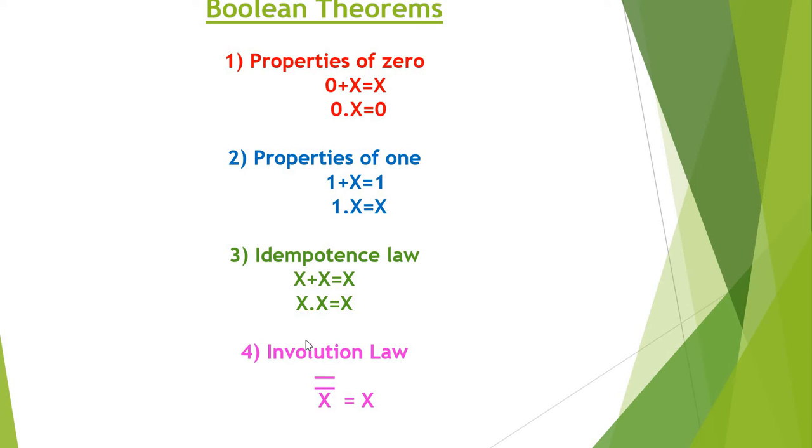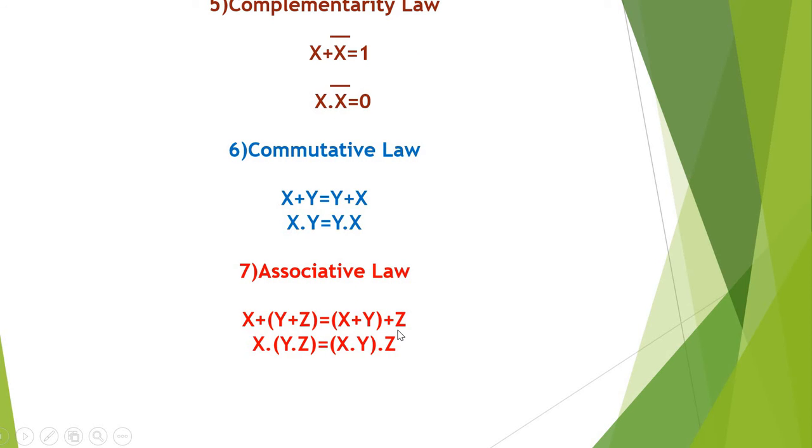Today we are discussing involution law and complementarity law. Involution law is x double bar is equal to x. Complementarity law is x plus x bar is equal to 1, x dot x bar is equal to 0.